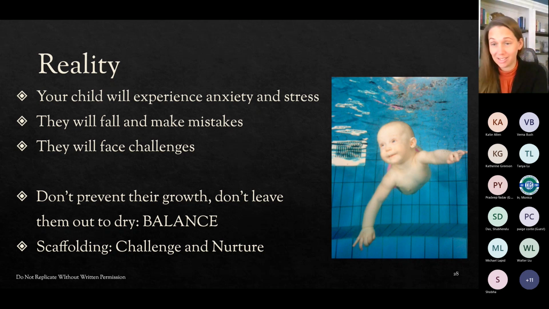So obviously, whoever this is teaching this baby how to swim, I commend them for that. But I didn't even get my kids near a pool without me when I was around. But it's all about balance. And this concept is called scaffolding, where you kind of lift them up as much as they need you, but you step back when they don't need you.